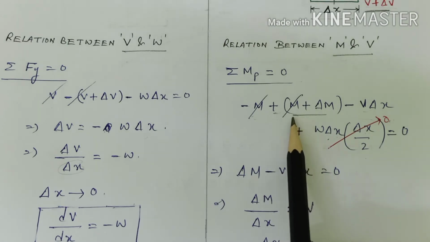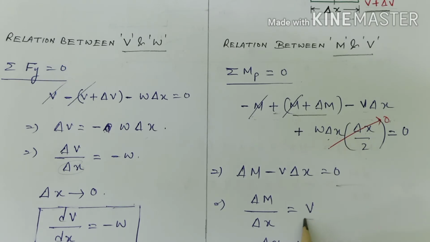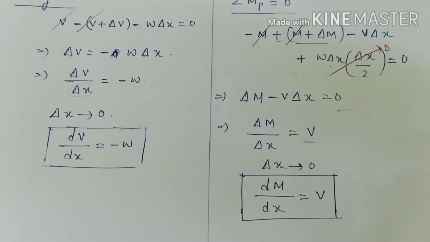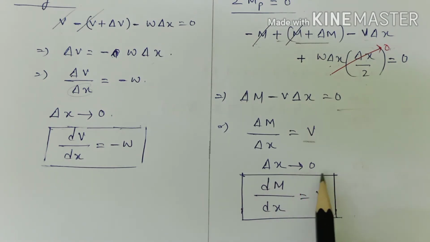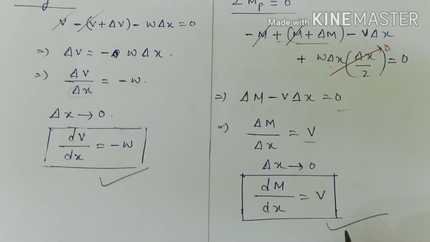And this minus M and plus M will get cancelled, so we will be left with this. If we divide by delta x, then we will be getting delta M upon delta x equals shear force, and we already know that, being a very small element, delta x will be tending to 0. So we will be left with this. So these are the two very essential equations, the relations that we were interested in, right? Basically, if I ask you what is the significance of these equations, what can we conclude from these two equations?